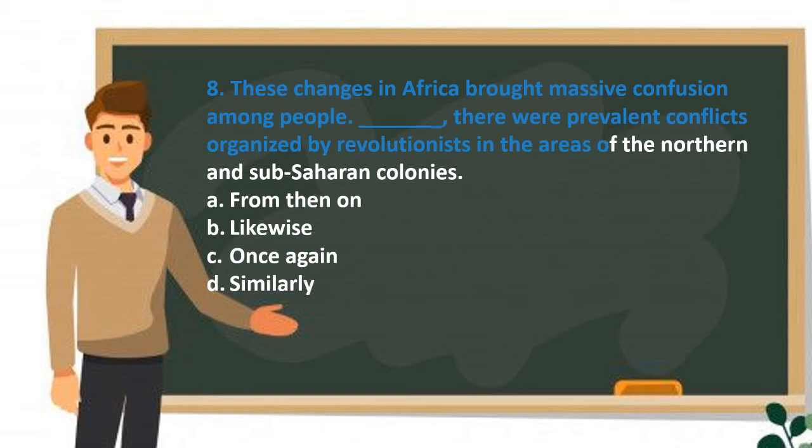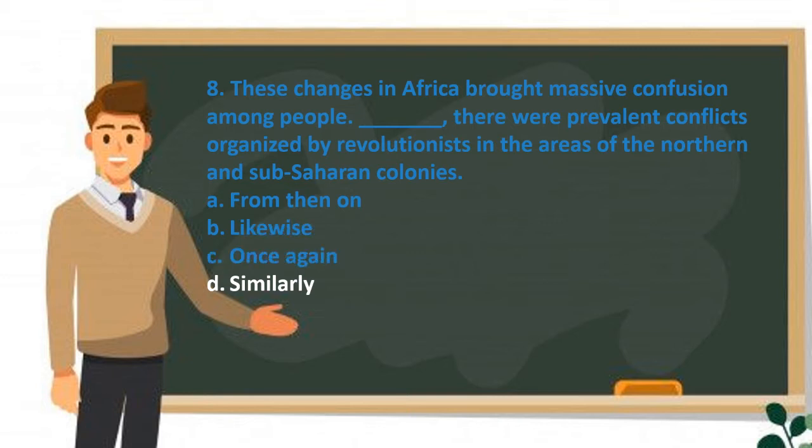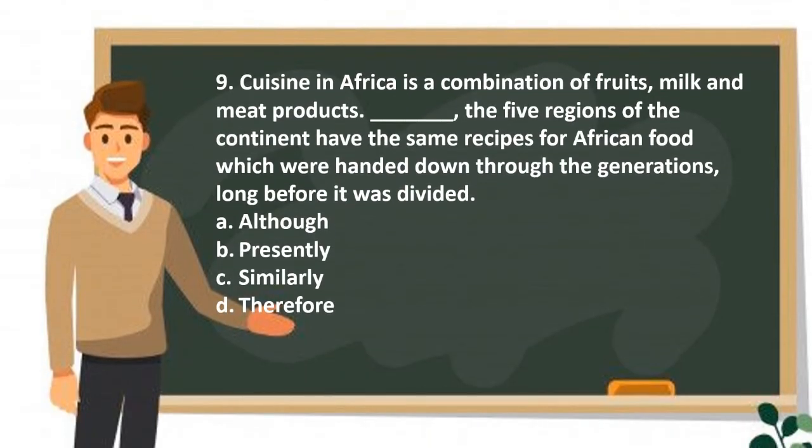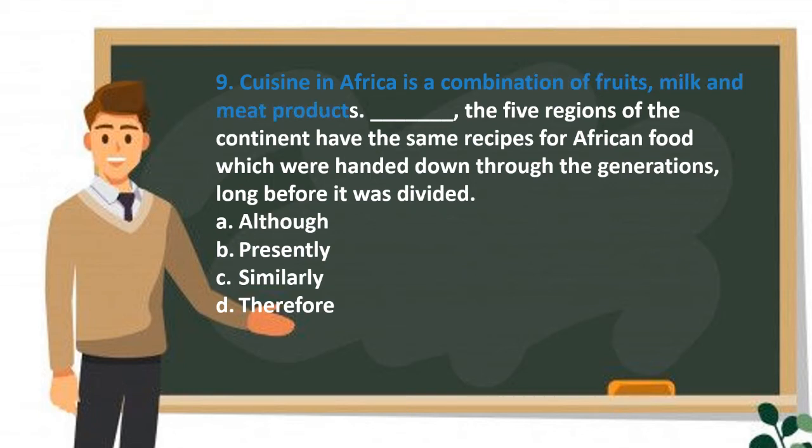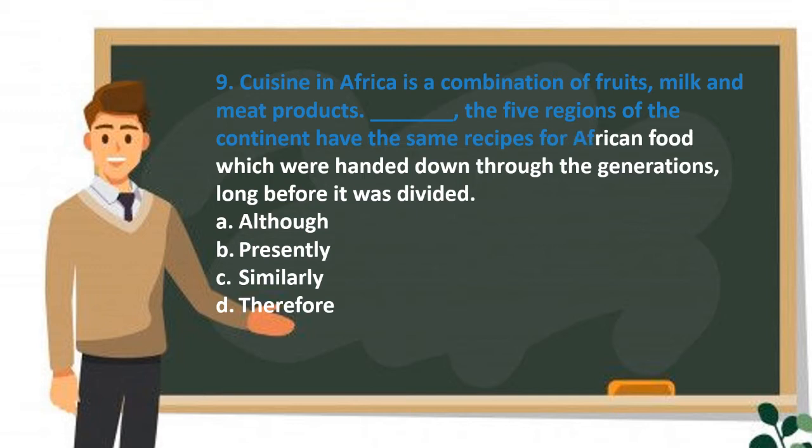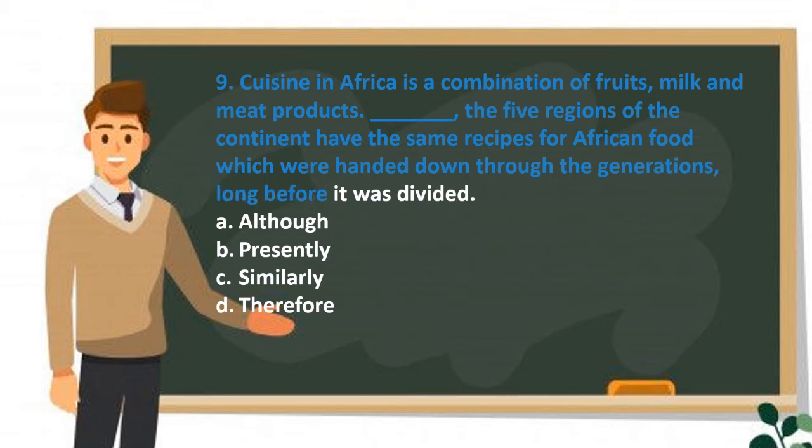A. From then on. B. Likewise. C. Once again. D. Similarly. 9. Cuisine in Africa is a combination of fruits, milk, meat products. Blank. The 5 regions of the continent have the same recipes for African food which were handed down through the generations, long before it was divided.